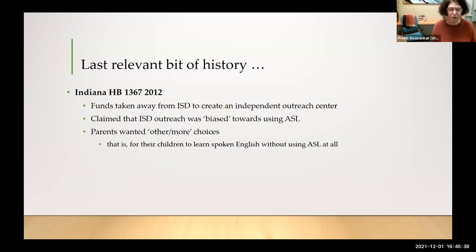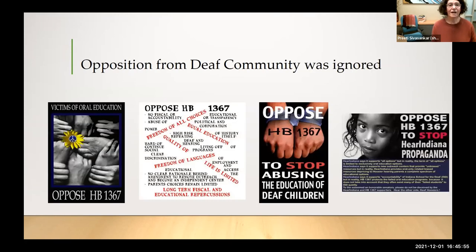which is why I gave you that example before of people don't go and say to a physical therapist, you're not going to allow my child to sit. My child's going to walk. No wheelchairs for my child. Right? People don't do that. But for sign language, it's still happening. And the opposition from the deaf community was ignored. The bill was passed.